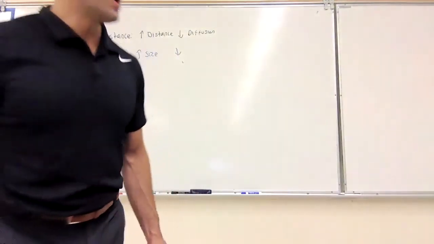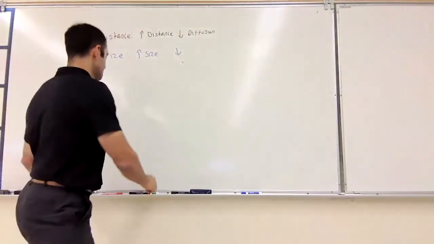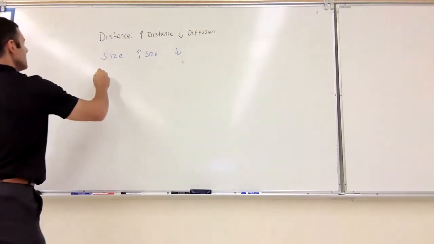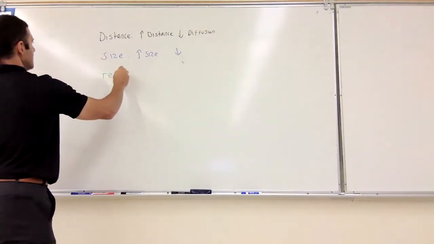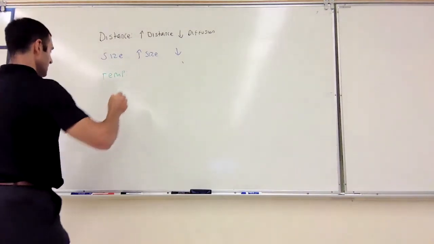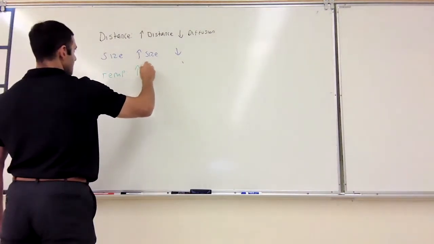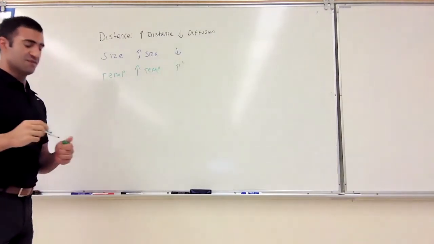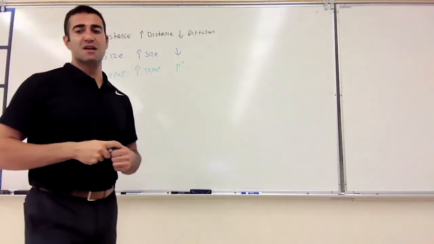Next, we have temperature. Not really a factor in humans because we have a constant temperature, but this is just a factor of chemistry. The greater the temp, the greater the diffusion rate. Heat makes things speed up.